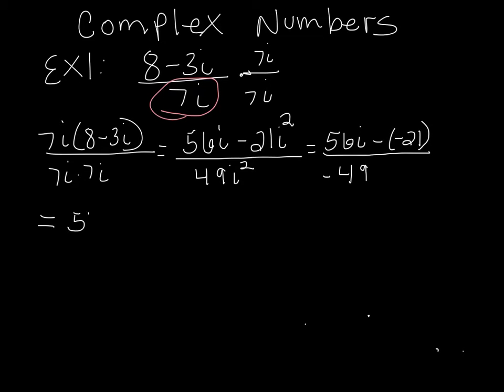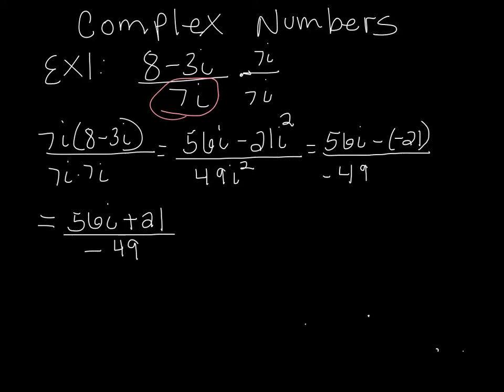So I have 56i plus 21 all over a -49. And then what we can do here, in this case, I guess, is we can actually go ahead and pull out a greatest common factor, right? So what do we see that's common in all of this? Well, we see here that a 7 will go into all of these things, right?